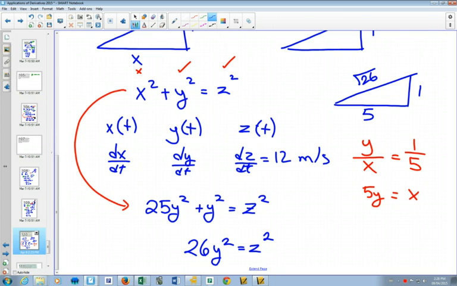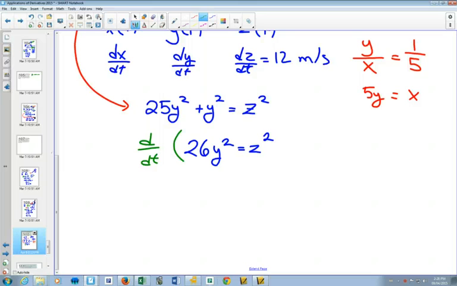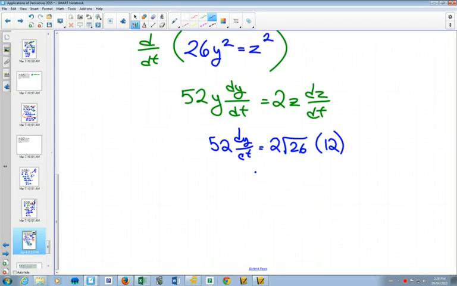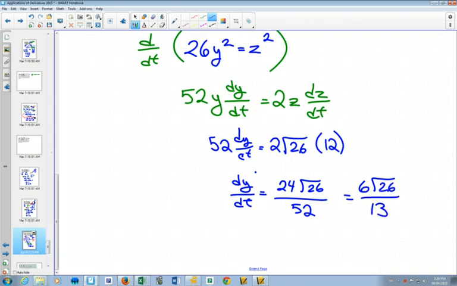We can take the derivative with respect to time of this whole thing. We'll get 52y dy/dt equals 2z dz/dt. And we can just plug in everything that we know. We want to find it when y is 1, so we're going to get 52 dy/dt equals 2 root 26 times 12. And this reduces to 6 root 26 over 13.